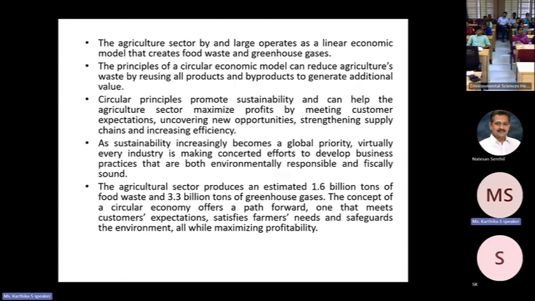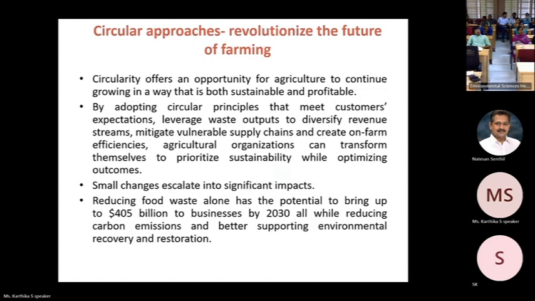So these are all the problems, and these are the things we need to address in the circular approach. Circular approaches are a revolution in future farming, no doubt at all. That we already discussed, need not worry.